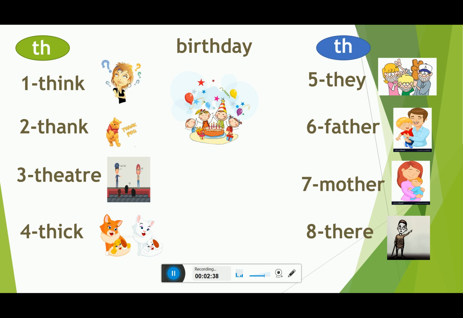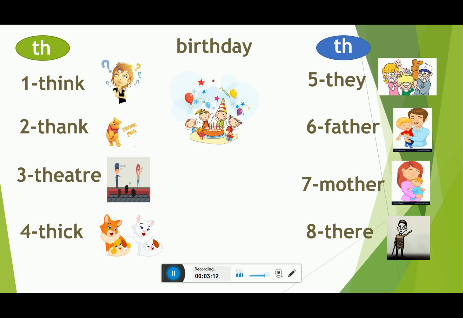Fifth word is they, تعني هم. Sixth word, father, أبي. Seventh word, mother, أمي. Eighth word, there, هناك. Mariam, read them please. Fifth word, they. Sixth word, father. Seventh word, mother. Eighth word is there. Again, fifth word, they. Sixth word, father, seventh word, mother, eighth word, there.